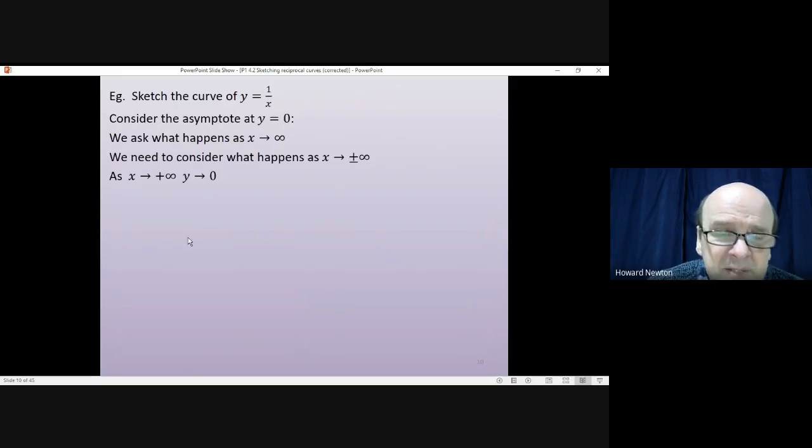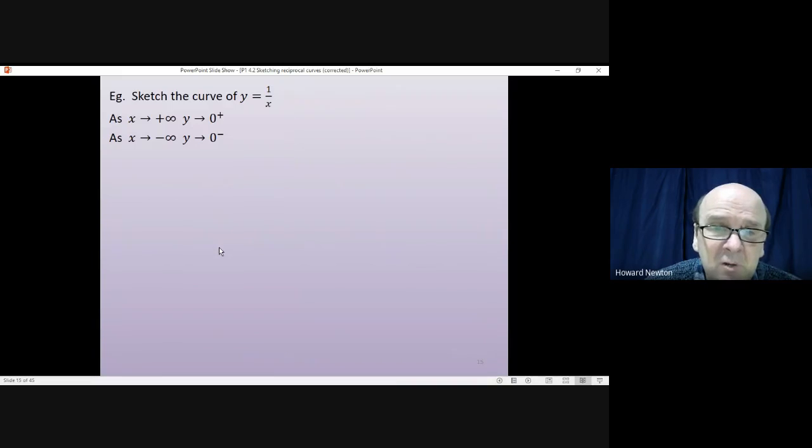And the way we write that down is we say y tends towards 0, but it will be a positive number. So it's tending towards 0 from above, from the positive side. As x tends towards minus infinity, we'll have 1 divided by a very large negative number, which is again tending towards 0, but it will be a negative number. So this time, y does tend towards 0, but from the negative side. It'll be a minus number.